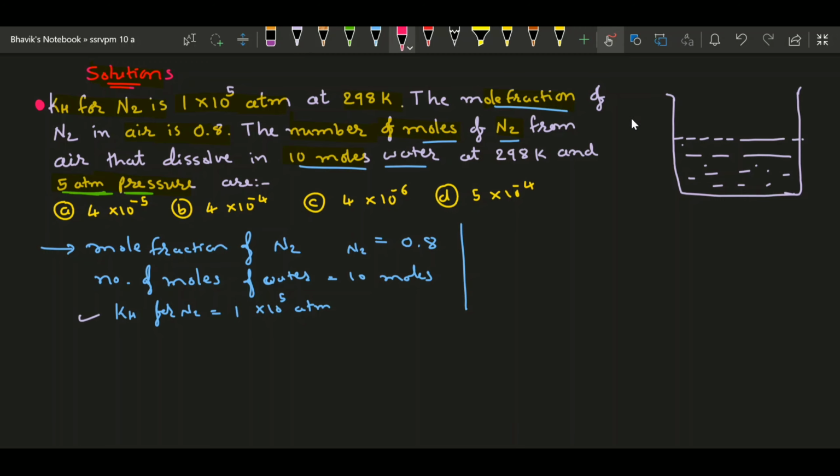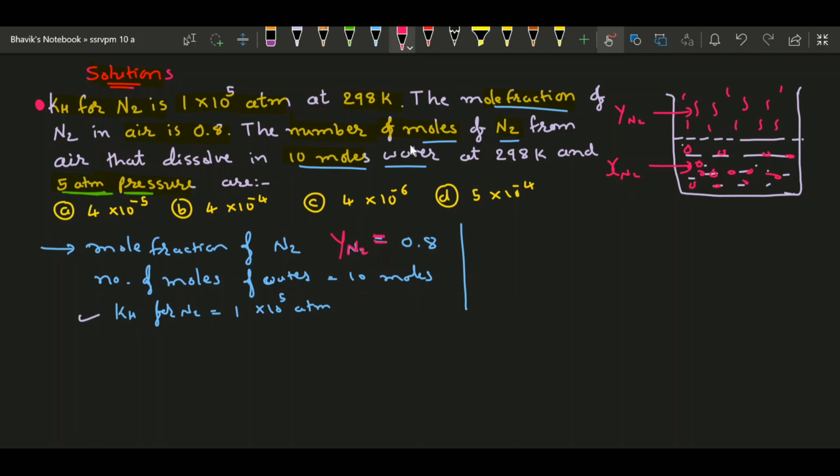So for example, if some quantity of nitrogen is dissolved here, then the mole fraction of that nitrogen can be written as XN2. But if we are talking about nitrogen present in vapor phase, then we need to write it as YN2. It is representing the mole fraction of nitrogen in vapor phase. So the mole fraction of nitrogen in vapor phase, let me write here, is YN2, and it is given, YN2 is 0.8.